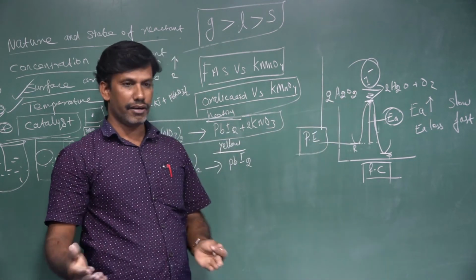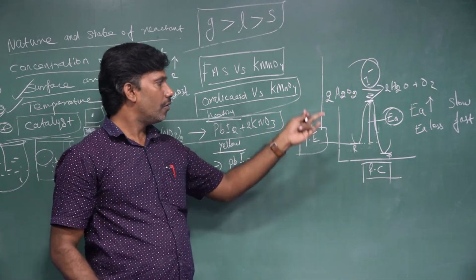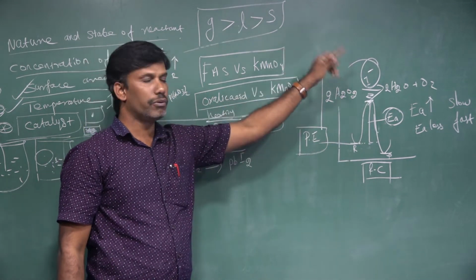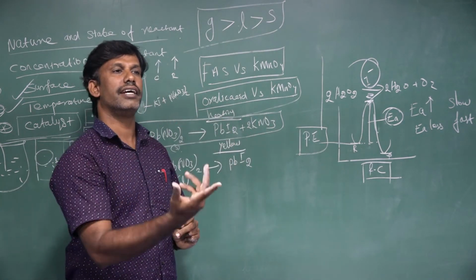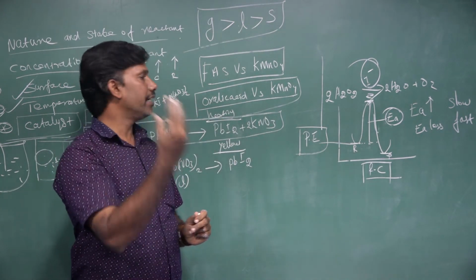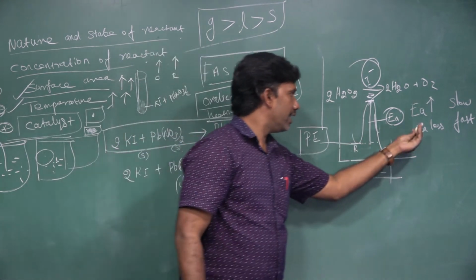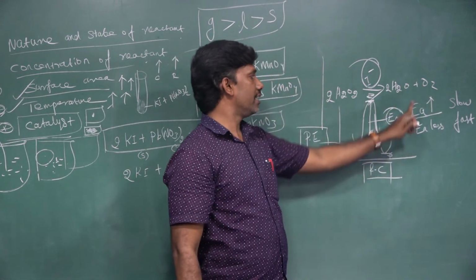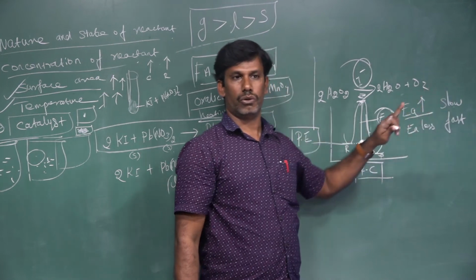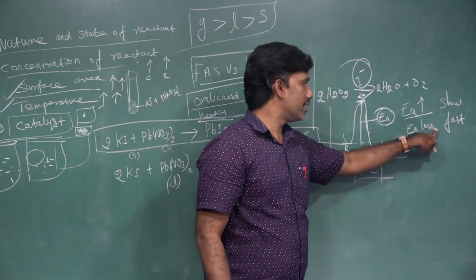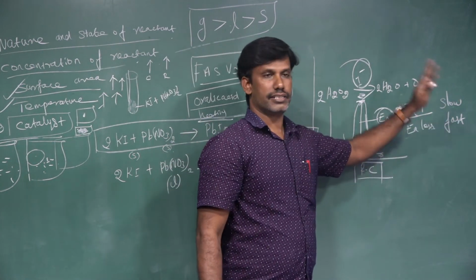When we are comparing 1 and 2, your friend needs 10 rupees and you need 20 rupees. Who can easily enter? Your friend, okay? Because he needs only 10 rupees. Likewise, when activation energy EA increases, the reaction will be very slow. When activation energy decreases, the reaction is very fast.